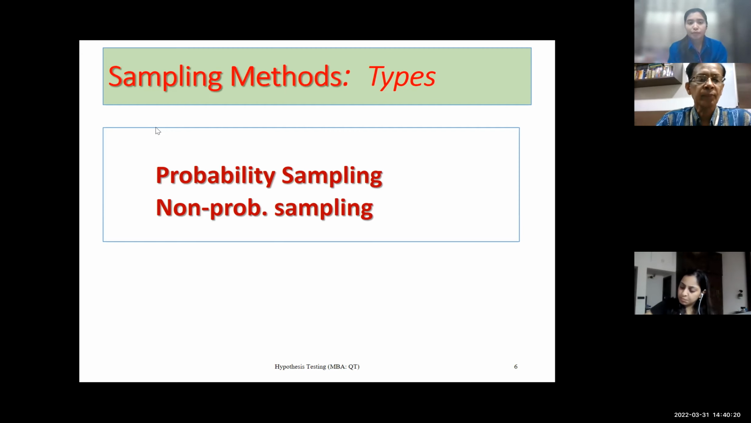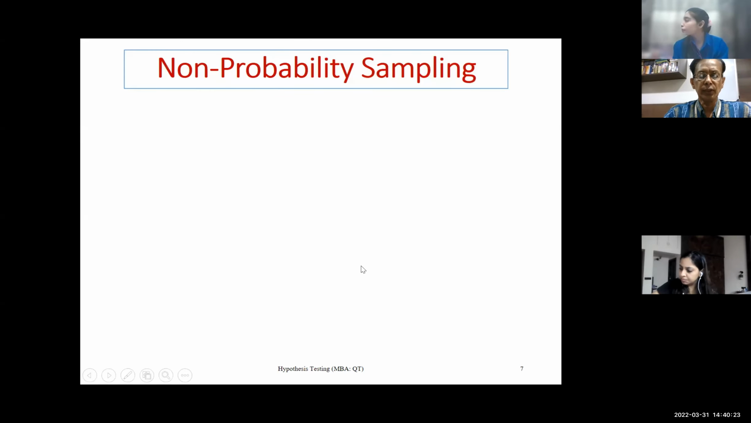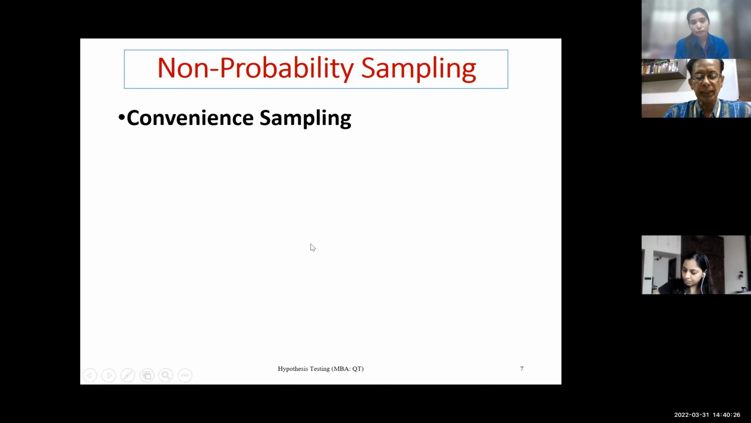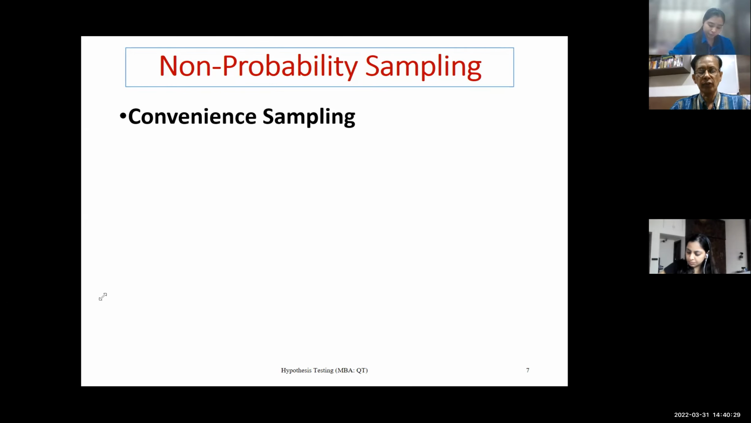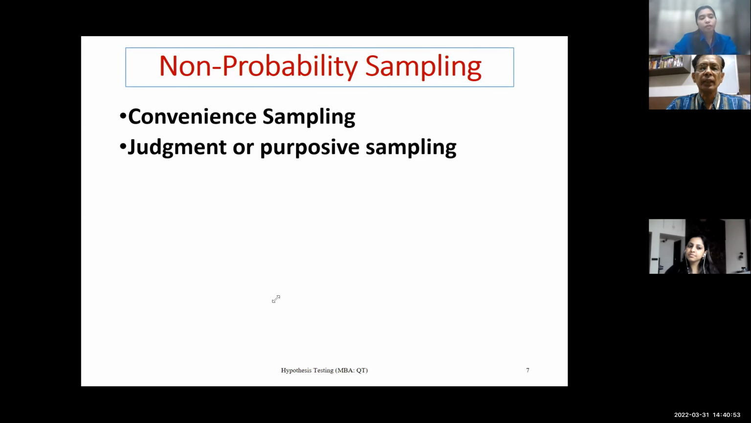Right. So let's start with non-probability sampling, and the most favorite is convenience sampling. Even in the QT project or other projects, whenever you send the questionnaire, you send it to your known contacts. Why? Because of convenience. It is not done randomly, it's a selective kind of thing. Next, as we said, when you are selecting a dress or a candidate, you have a purpose and you apply judgment. That is judgment or purposive sampling.